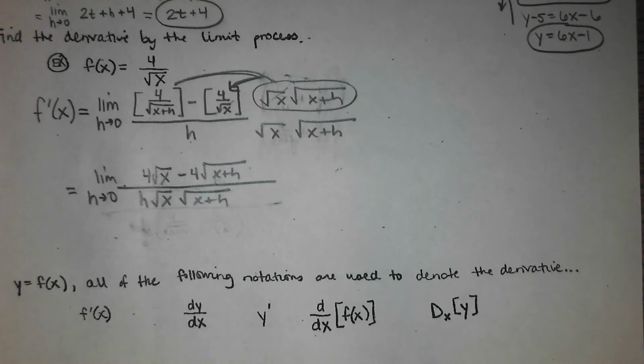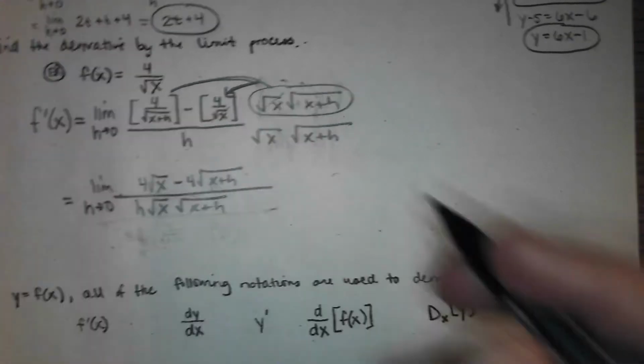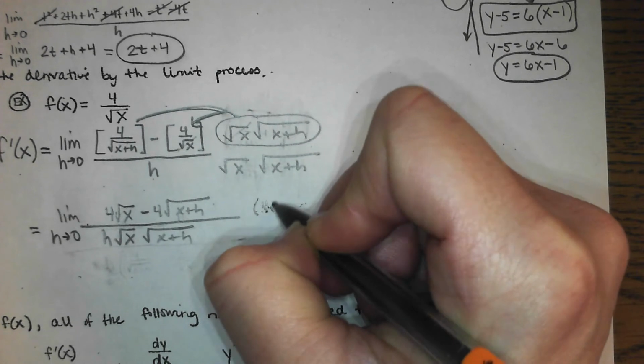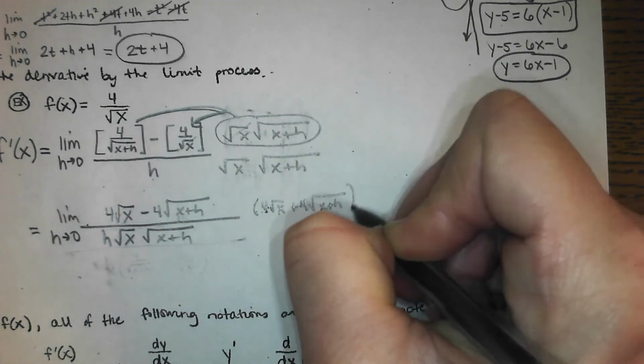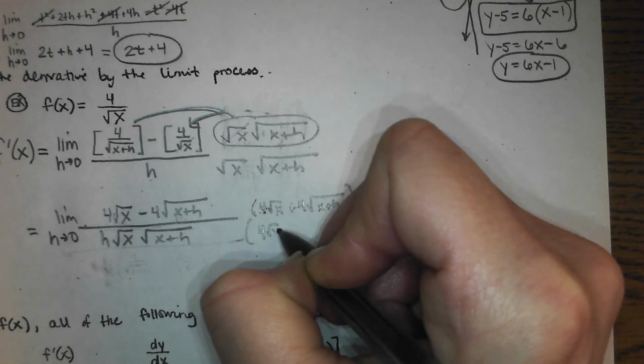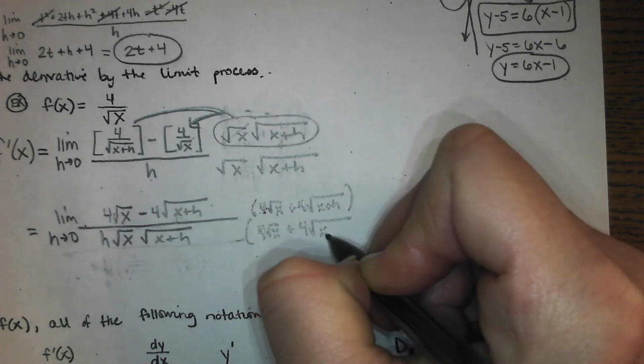And if you wanted to now, you could see, can I plug in an h of 0? I'll still get 0 over 0. So it's not good enough. Now that you've gotten rid of complex fractions and radicals still exist, multiplying by the conjugate would probably be the way to go. Okay? So that would be up top, 4 root x plus 4 root x plus h. And on the bottom, 4 root x plus 4 root x plus h.